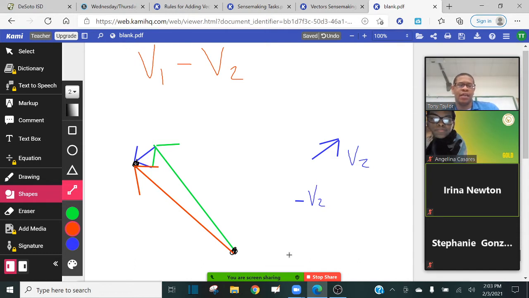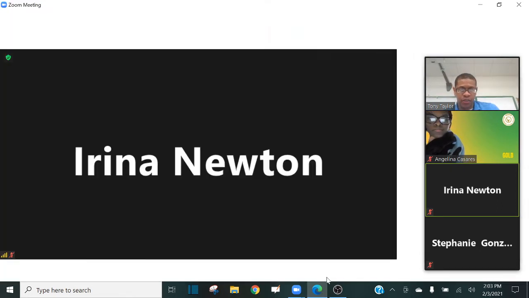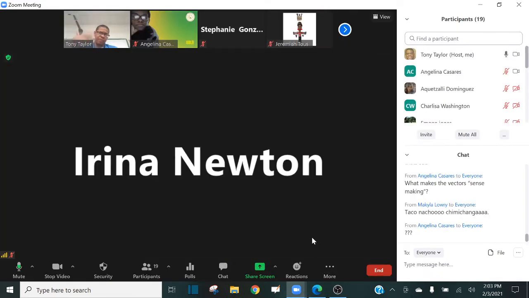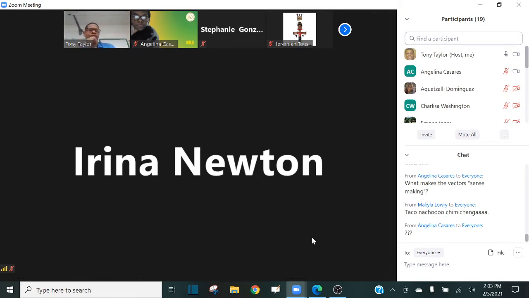So if you're adding them, you clearly see what to do. But if you're subtracting them, you take the vector that has a negative in front of it and you flip it, because when you flip it, you make that vector negative.